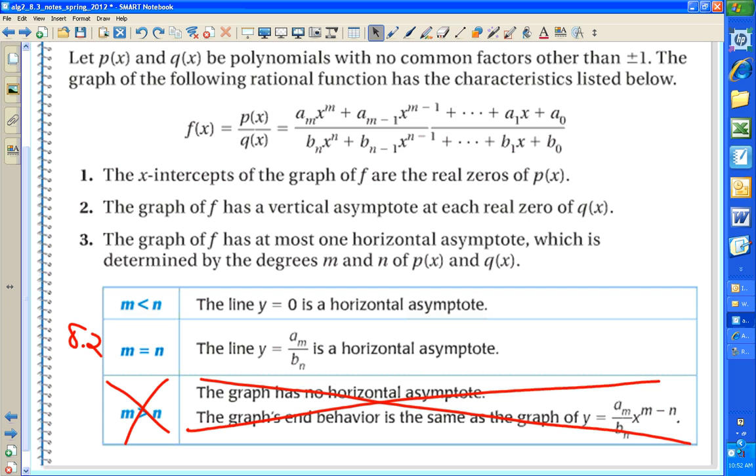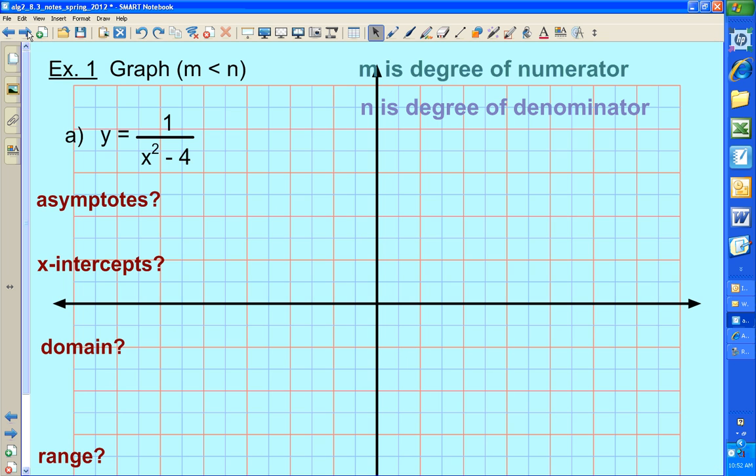Everybody good here? The chart works. It's in your book also. It'll be in your notes posted. It works, but I don't use it.